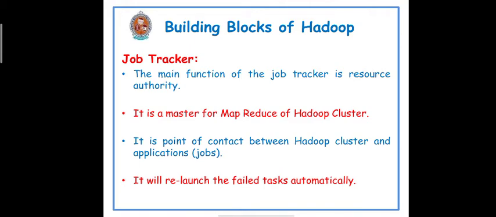Coming to job tracker, the main function of the job tracker is resource authority. The job tracker schedules a task. It searches for an unfilled slot in the task tracker running on the same server, which hosts the data node where the information for the task dwells. Job tracker is a master for the MapReduce of the Hadoop cluster. It is the point of contact between the Hadoop cluster and applications. It will relaunch the failed task automatically.